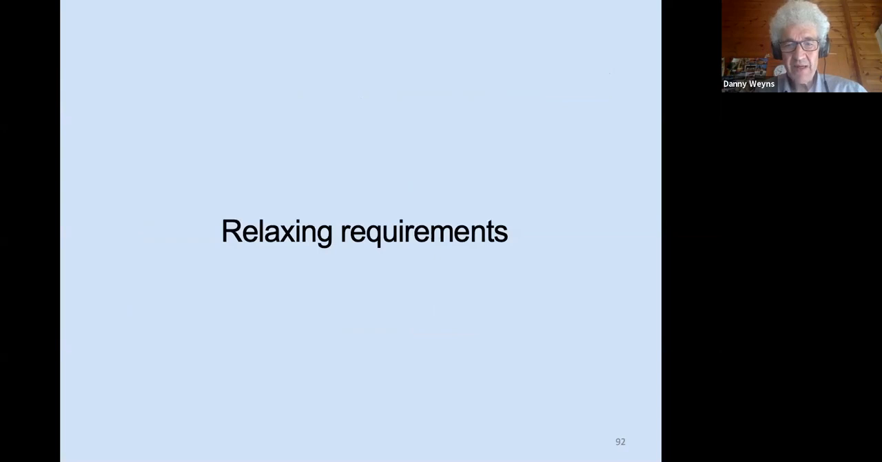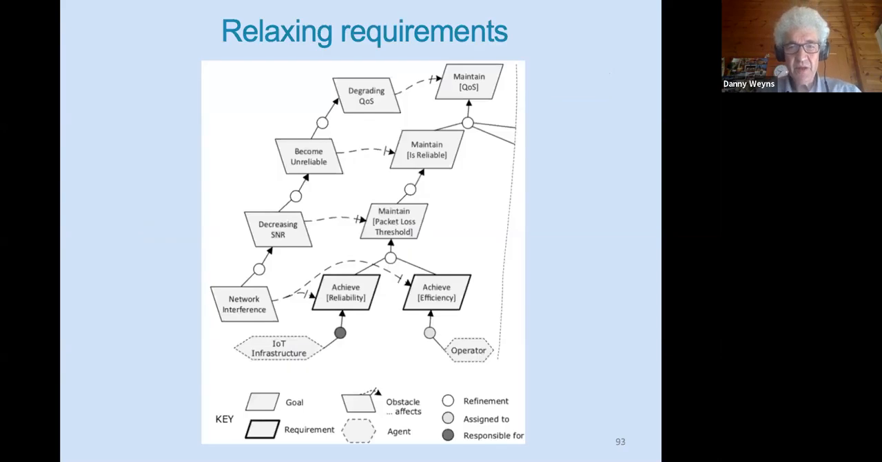So I look at two mechanisms. The first one is very famous. One is relaxing requirements. Here you see a small part of a goal model of our IoT system. And in the middle, you see maintain packet loss threshold, which is of course affected by the decreasing signal-to-noise ratio, which comes from network interference. So maintaining the packet loss threshold is not always easy. And what we might do is say, okay, let's relax that. We cannot have the packet loss threshold in each cycle, but on average, we might keep it over 12 hours. And that way we can mitigate this decreasing signal-to-noise ratio.